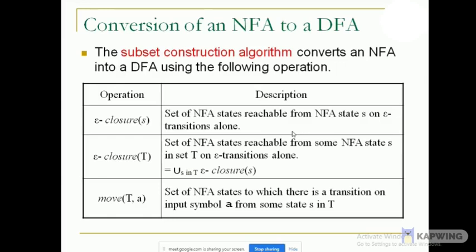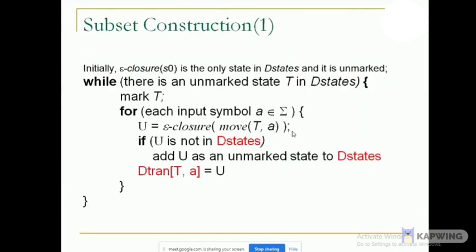One is epsilon closure, which collects all the epsilon transitions from a given state. And epsilon closure of T will help you find the union of all these. I will tell you how to do that. And the next one is the transition from a given state to the next state.